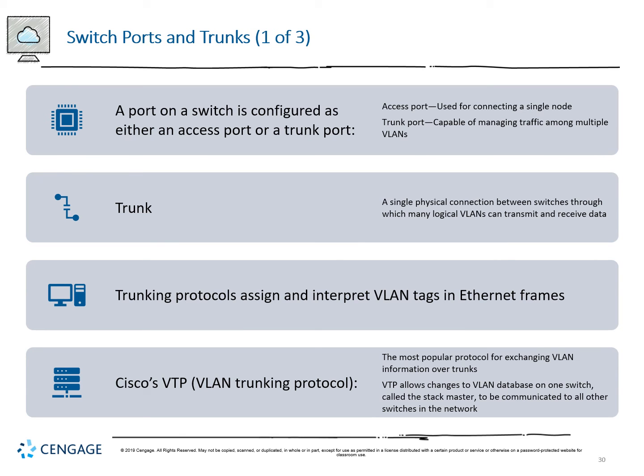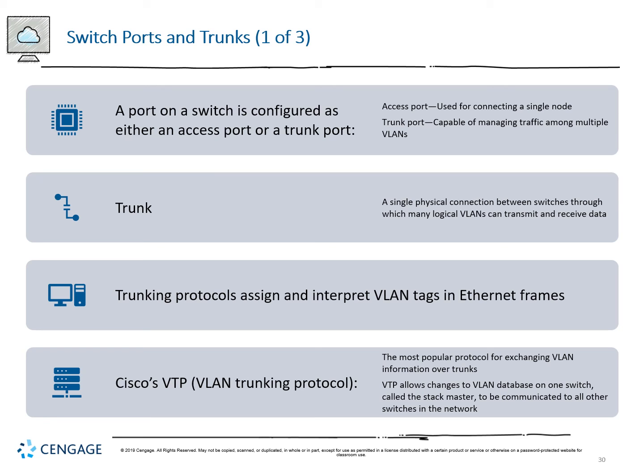Now, when we set up a managed switch, these ports are configured either in what's called access mode or trunk mode. Access mode is used for connecting a single device or node. A trunk port allows us to funnel traffic among multiple VLANs, so this is usually from a switch-to-switch connection. The trunk is going to allow multiple logical VLANs to connect on a single physical interface.